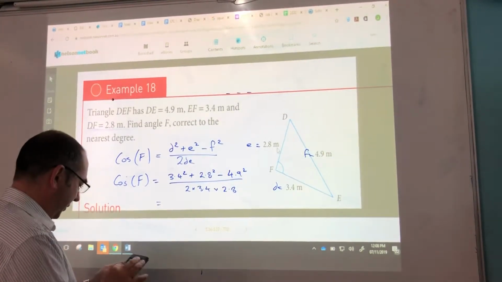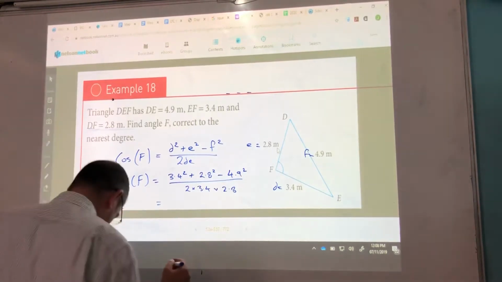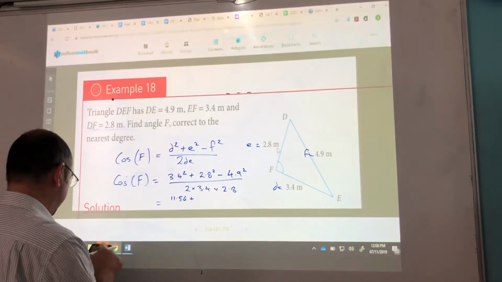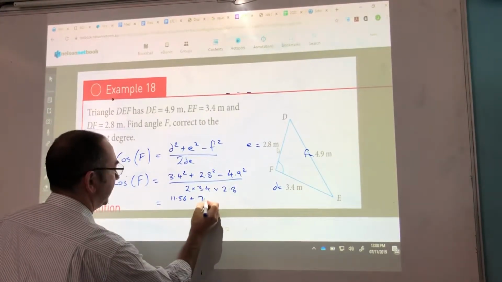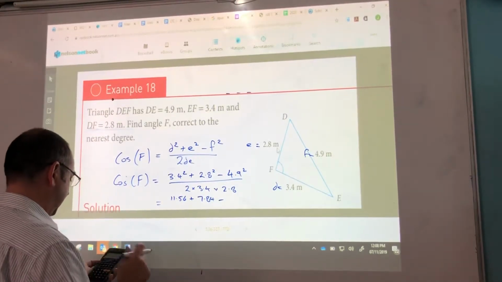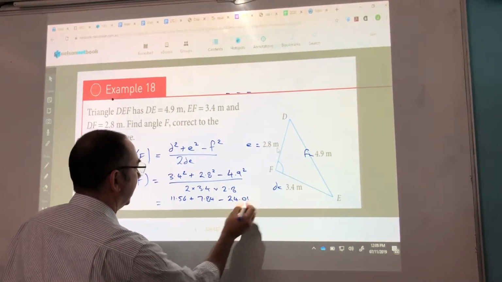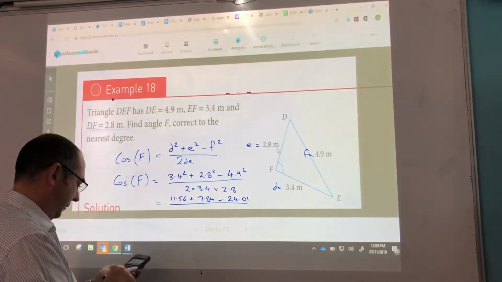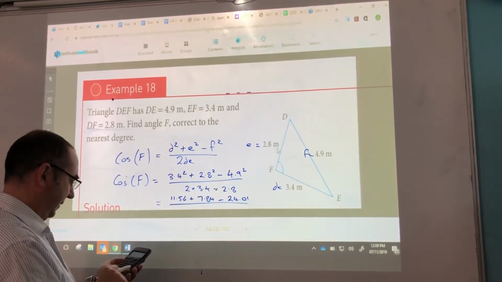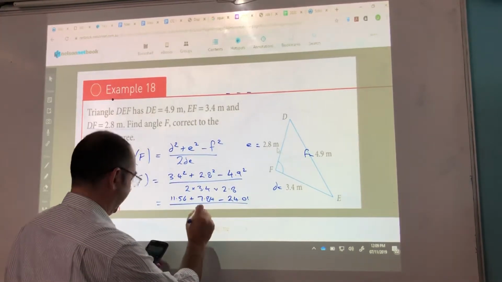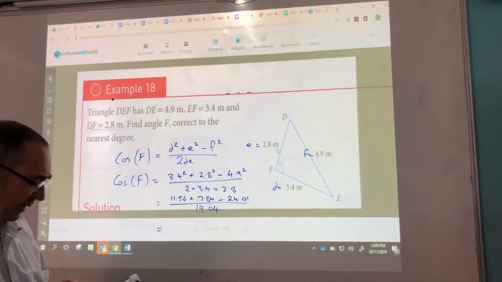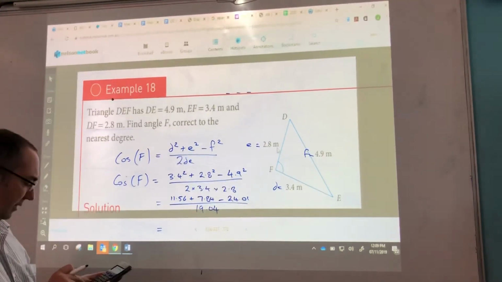So 3.4 squared is 11.56, plus 2.8 squared, 7.84, minus 4.9 squared, 24.01, over 2 times 3.4 times 2.8. If you're careful with your calculator work, you can do that all at once. But I often think that's where errors happen, so I've just done them out separately.